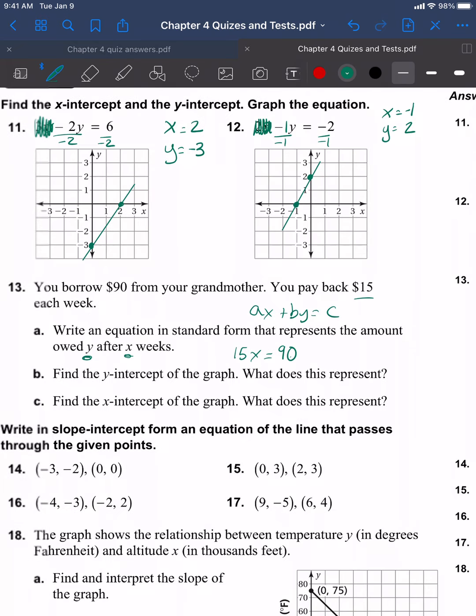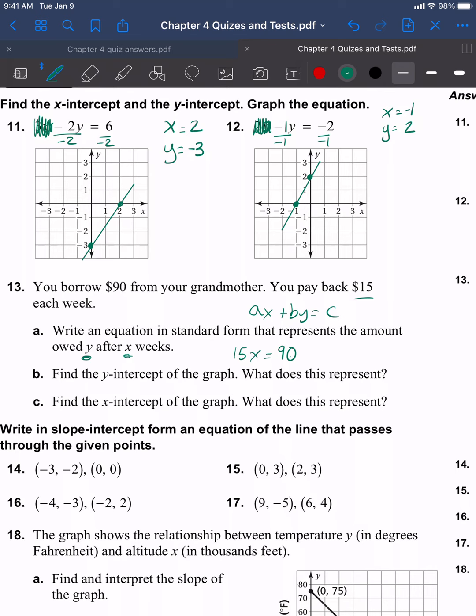Okay. Find the y-intercept of the graph. What does this represent? Find the x-intercept of the graph. What does this represent? So what that means is, if I was graphing this, I want to tell you what the y and the x would equal.